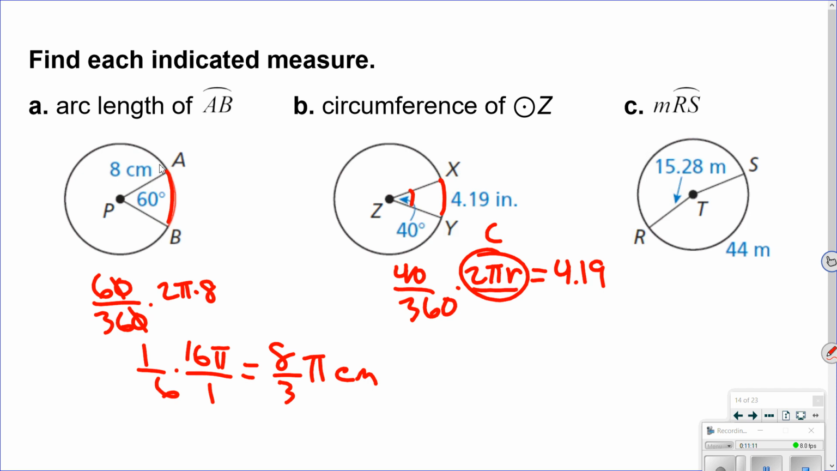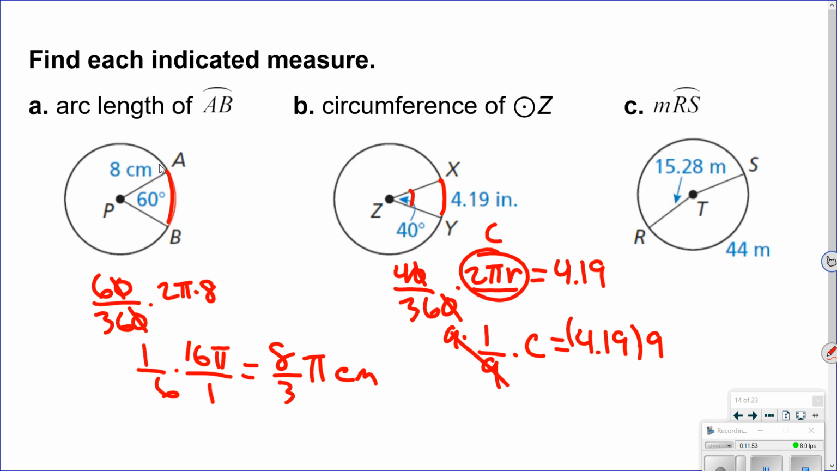Well, 40 over 360, we can reduce that. That would be 4 over 36, that's 1/9. So 1/9 times the circumference equals 4.19. So just times by 9 on both sides. Those cancel out, so the circumference is equal to 4.19 times 9. You plug that in your calculator, and you get 37.71 inches would be the circumference. That's working backwards, right? Instead of giving us the information we need to find the length of the arc, it gives us the length of the arc, and we're working backwards to find the circumference.